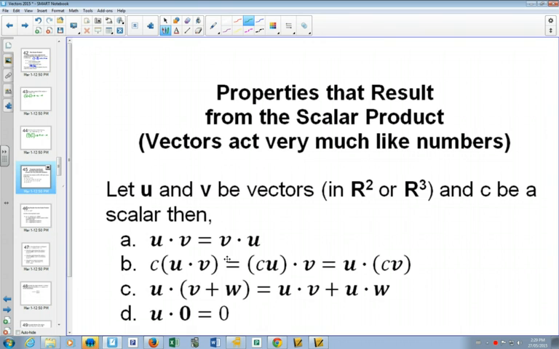And the dot product is distributive. You could add your vectors together first, or you could do the dot product with them separately and then add them together. And if you do the dot product with the zero vector, if one vector is all zeros, it should make sense that when you add up all those zeros, you will still get 0. And so that works as well. Yes?